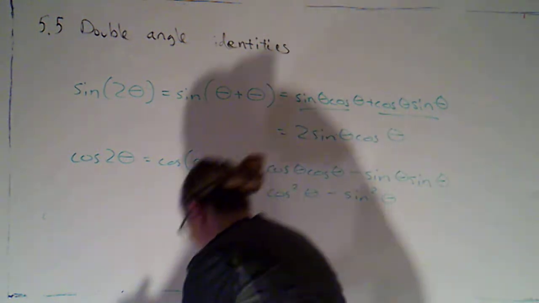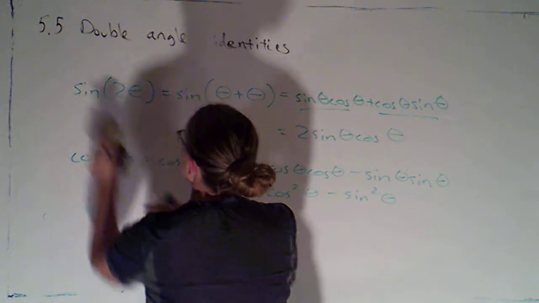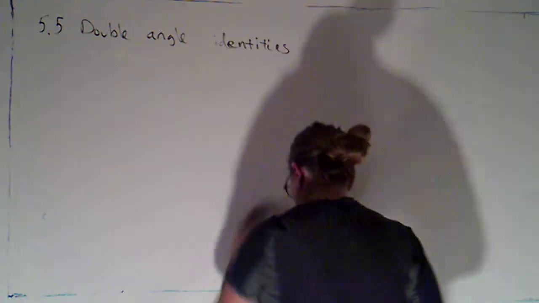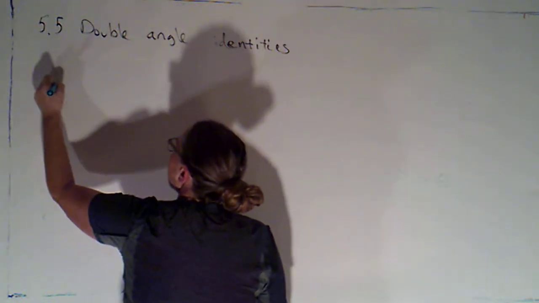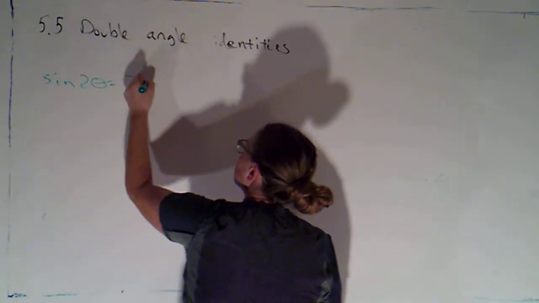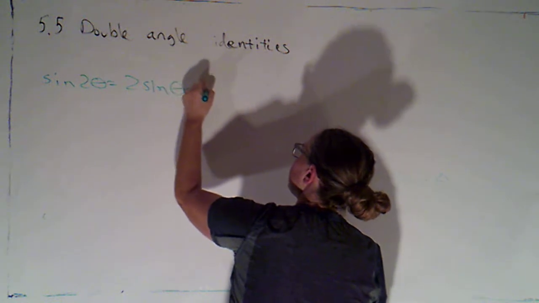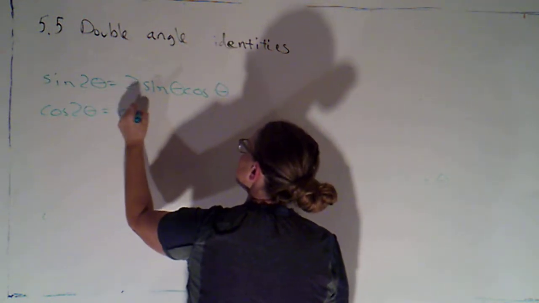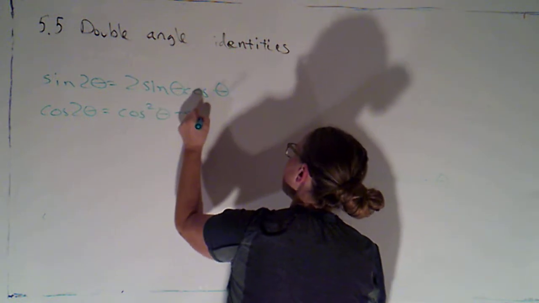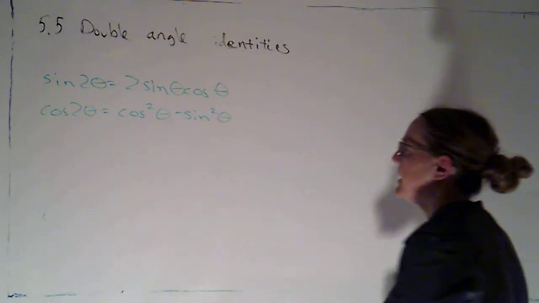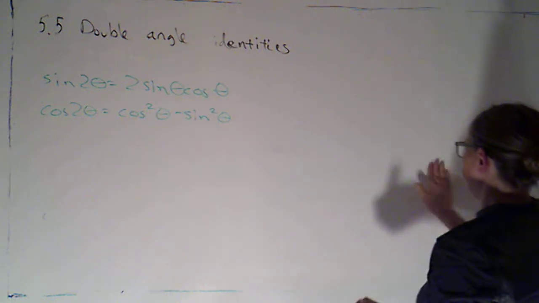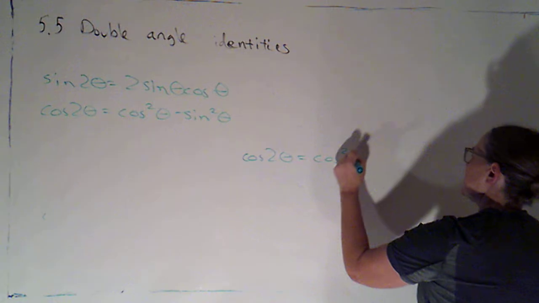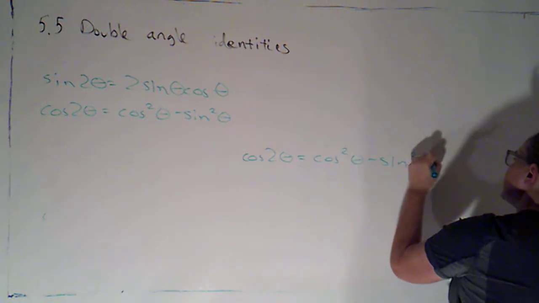So the first one that we have, let's just summarize what we have so far and free up a little bit of space here. So I've got sine of 2 theta, we figured out was 2 sine theta cosine theta. I've got cosine of 2 theta, we just figured out is cosine squared theta minus sine squared theta. Okay. I'm going to play around with that a little bit.